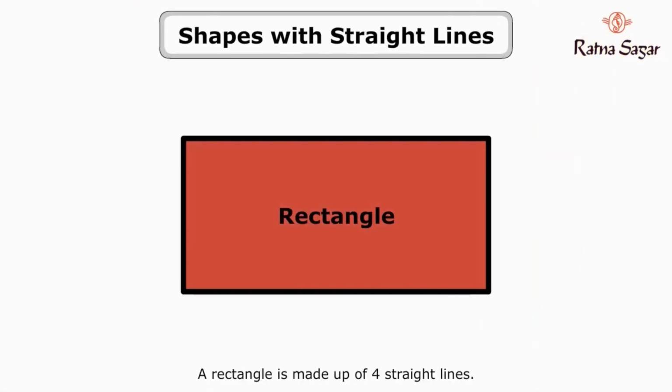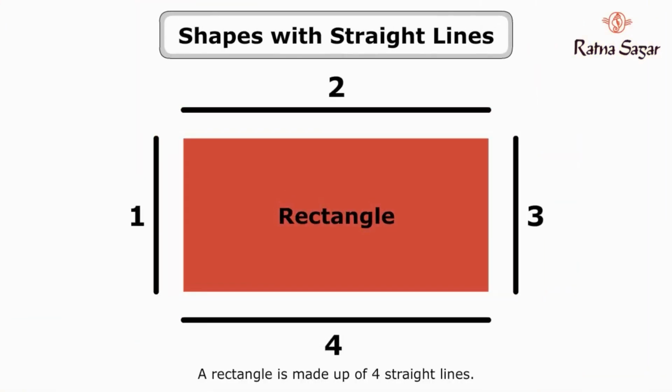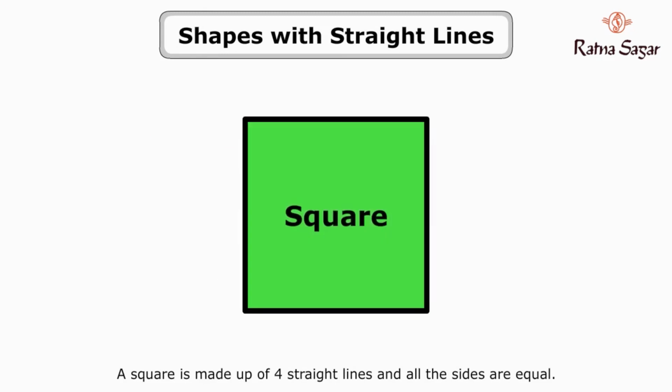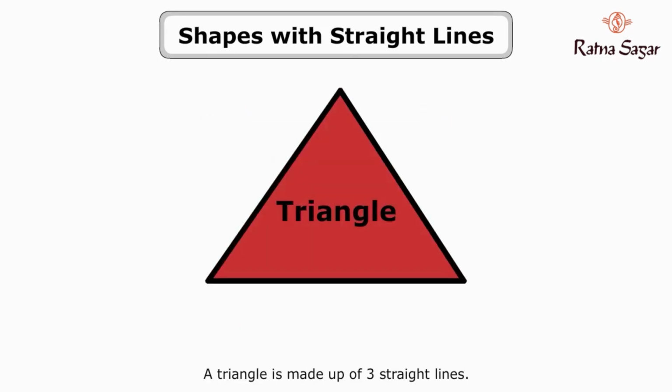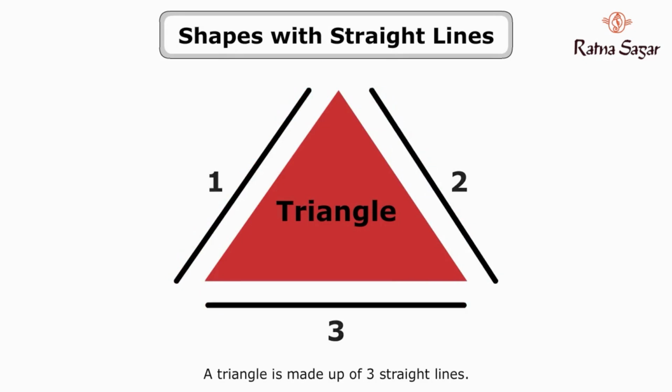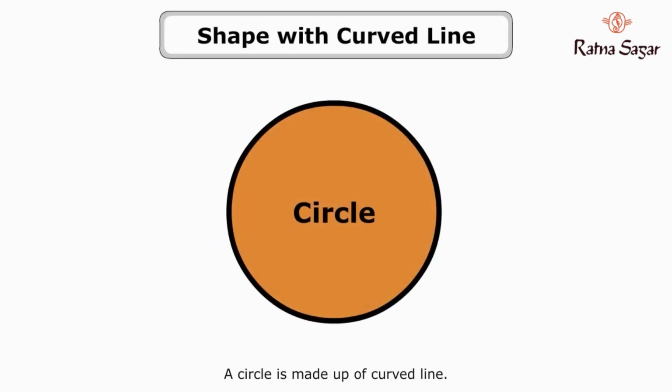A rectangle is made up of 4 straight lines. A square is made up of 4 straight lines and all the sides are equal. A triangle is made up of 3 straight lines. A circle is made up of curved line.